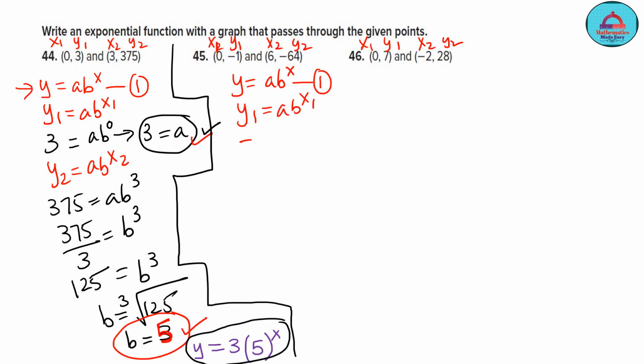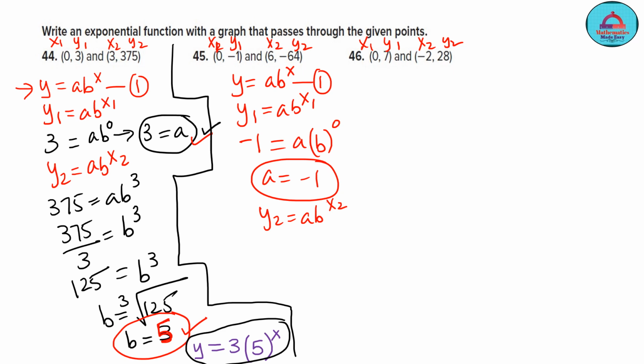So this is going to be minus 1 equal to a times b to the power 0. So b to the power 0 is 1, so your a is minus 1. Let's do similarly for the second point. So y2 is going to be a multiplied with b to the power x2. Let's substitute. So this is minus 64 equal to a times b to the power 6. Now a value we already know, which is minus 1. So minus 64 is minus 1 times b to the power 6.